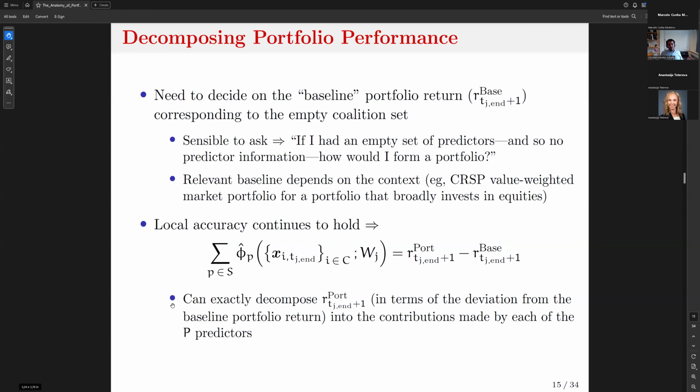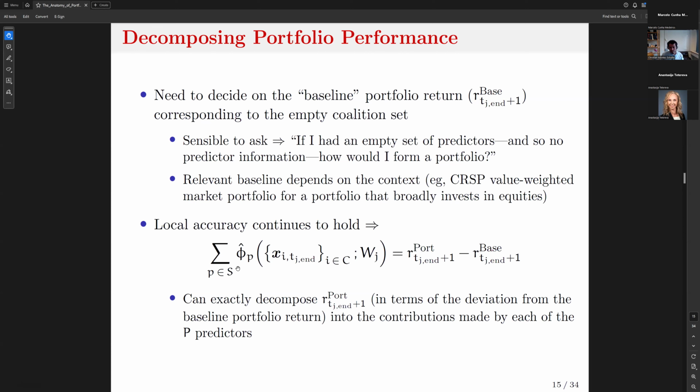When we decompose portfolio performance, we first need to decide on a baseline portfolio return. It is sensible to ask: if I had no information, if I didn't have any predictors, how would I form a portfolio? The most common answer would be to take the value-weighted market portfolio, but you could also set it to 0, which is essentially not investing. You can choose whatever baseline portfolio you want, and then calculate the Shapley values in terms of deviation from that baseline portfolio. So local accuracy continues to hold.